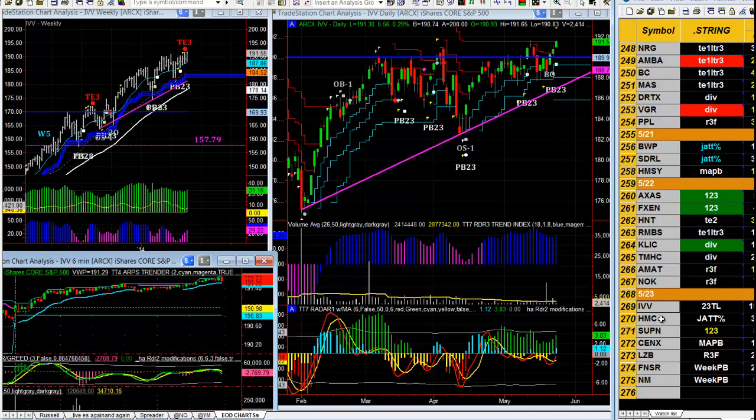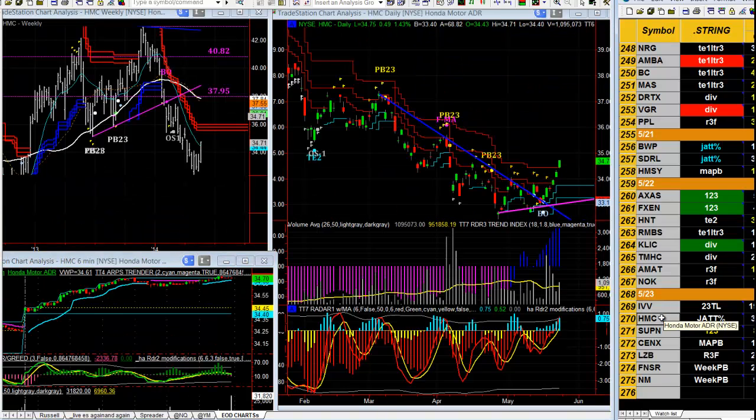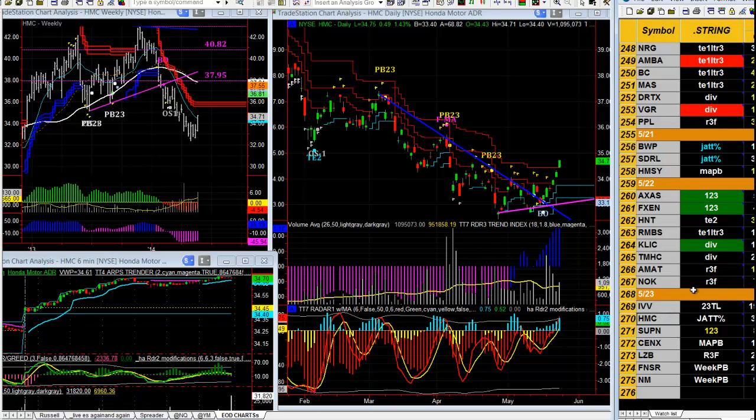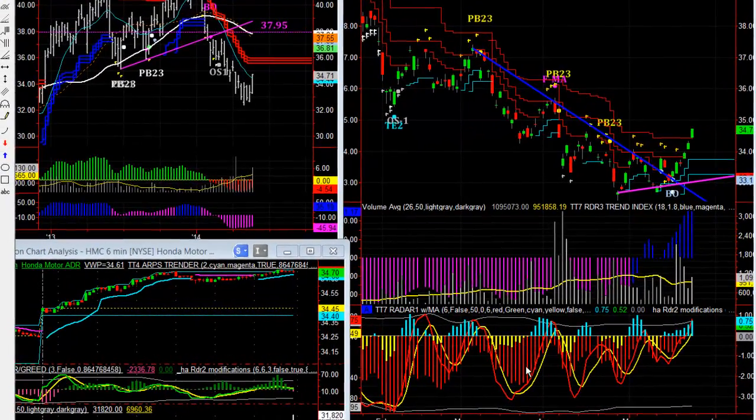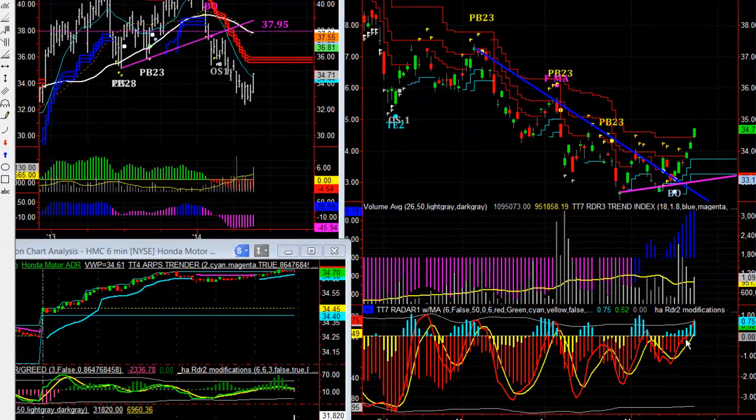The next one on my list is HMC, Honda Motor Company, and this is a setup where I look for a stock that has strong Arps scores in all of the main tools. For instance, Radar 1 is rising. You can see right here, Radar 1 is rising. It's actually turned into buying pressure with the MACD. Radar 2 is rising and the fast is above the slow, although we are overbought. Radar 3 is rising rapidly. We've just got all three trenders coincided.